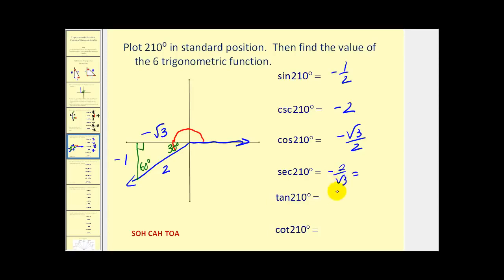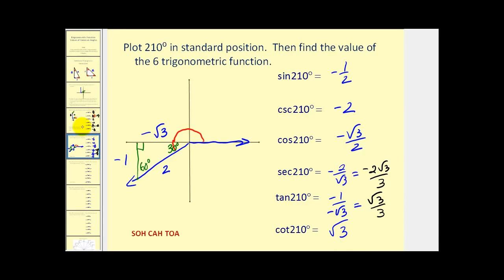If we rationalize this similar to the previous slide, we would have -2√3/3. Tangent of 210 degrees would be the ratio of the opposite side to the adjacent side, -1/-√3. So if we were required to rationalize this, it would be the square root of 3/3. And then, of course, the cotangent would be the reciprocal of this, which is the square root of 3.